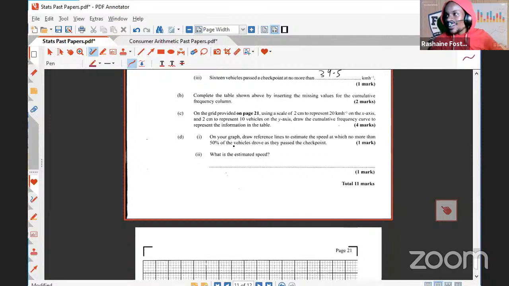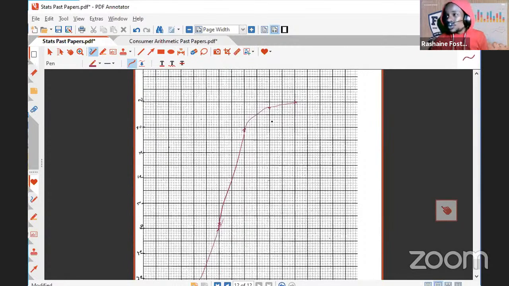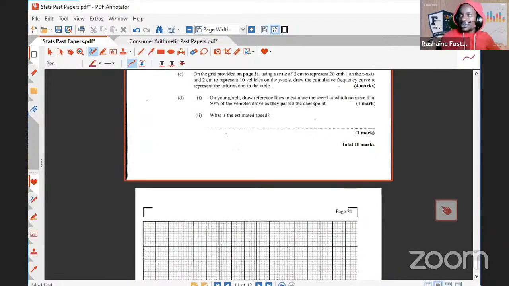All right, let's answer the last question right here now. It says, under your graph, draw reference lines to estimate the speed at which no more than 50% of the vehicles drove as they passed the checkpoint. That is basically them asking you about the median another way. The total was 90, so the first thing we have to do is figure out the position by dividing the 90 by 2. They want us to figure out what is at the 45th position.